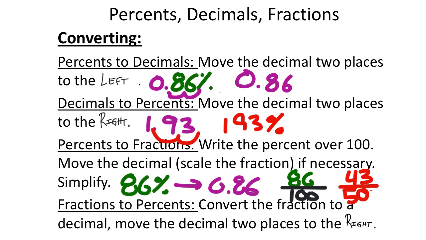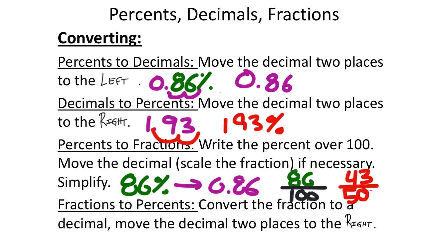So fractions to percents: convert the fraction to a decimal, and then you should move it 2 places to the right instead. That says left. It should say to the right. Yeah, because to change the decimal to a percent, we'll be moving it to the right. So whatever fraction you get, you can change it to a decimal.